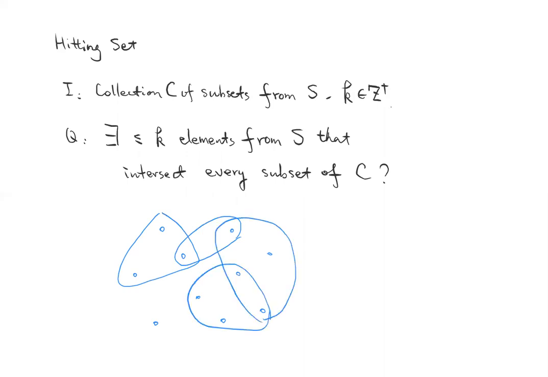These four elements, maybe this one. All right. So the question is, is it possible to choose k elements that will hit every subset? So for example, if I choose this element, that will take care of two sets, this one and this one. If I choose this one, that will take care of this subset and this subset. So in this case, if I choose this one as well, we'll take care of everyone. So I have three elements that will hit every subset. So that's the hitting set problem.